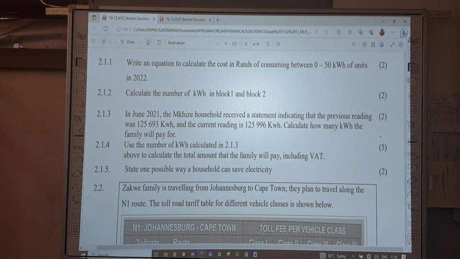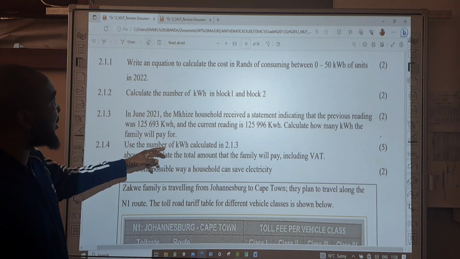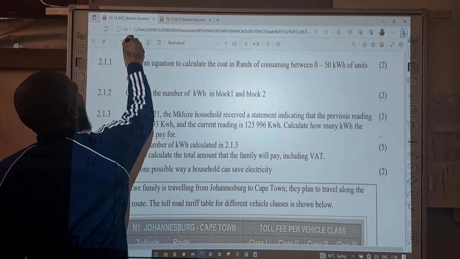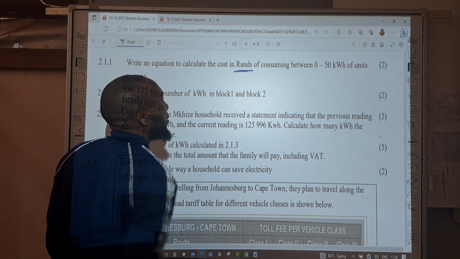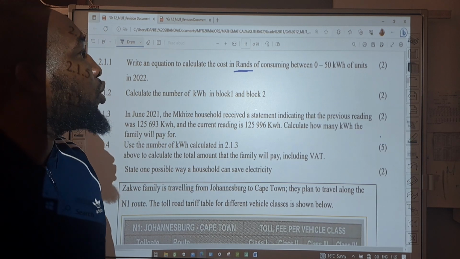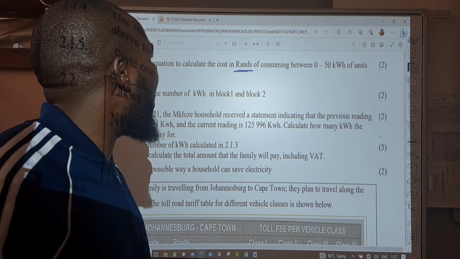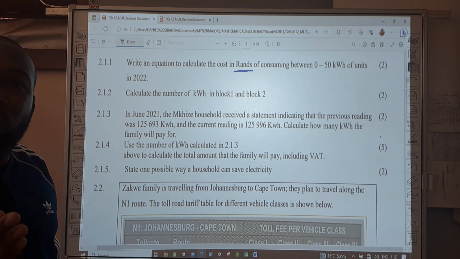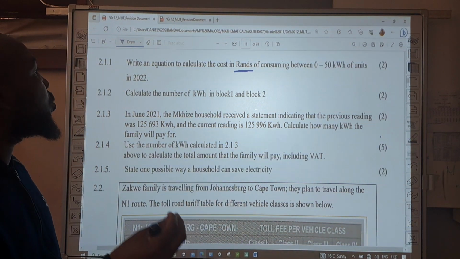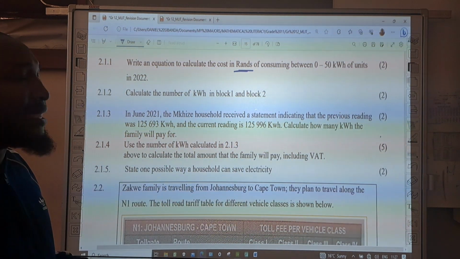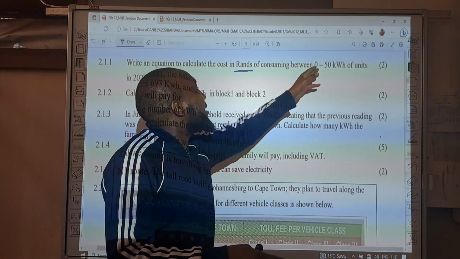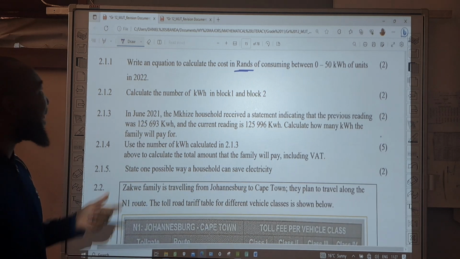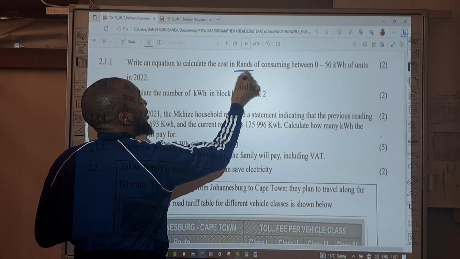2.1.1 says: write an equation to calculate the cost, very, very important, in rands, of consuming between 0 to 50 kilowatt hour of units. In other words, they're asking you to formulate an equation that you would use to calculate for a household that might have used units between 0 and 50. Say somebody has used 5 units, how would you calculate their cost for that?